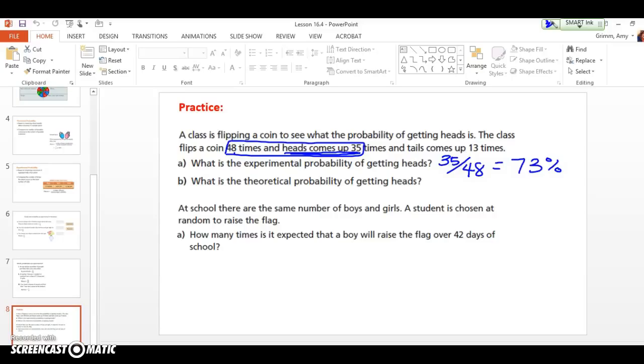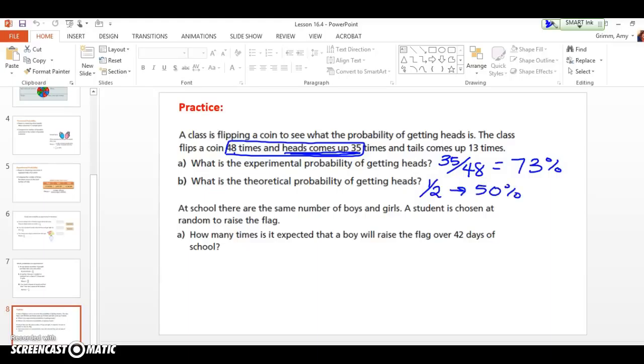Who have I feel like I've called on Jake a lot. Anybody else want to answer? I bet Javier knows. What is the theoretical probability of getting heads? Yeah, you do. Look at your board. Look at your screen. What'd you write? The 1 out of 2, which is 50%.